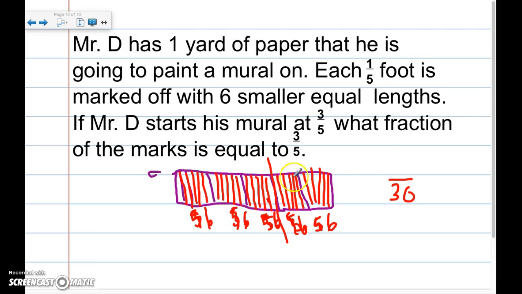So now how many are right here at this line? Well, 6, 6, and 6. 6 times 3, that's 18. So 18/30ths of the marks are equal to the 3/5.